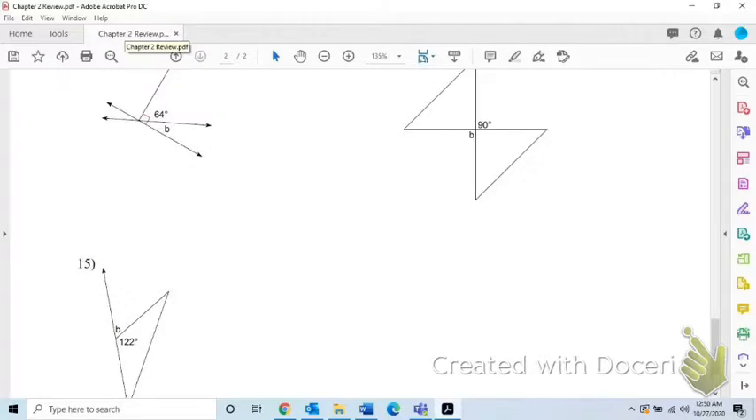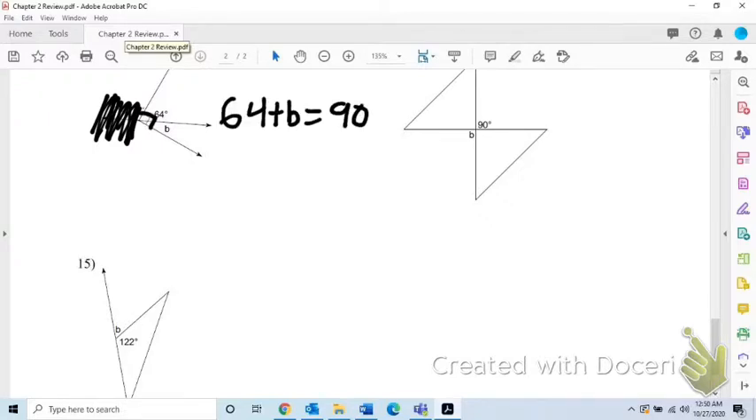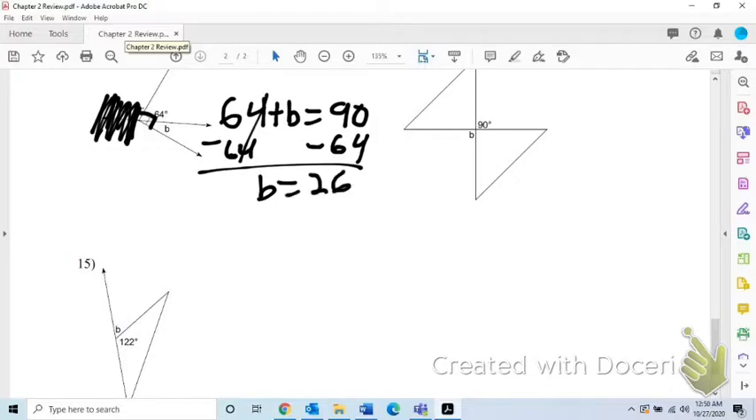Number 13. So again, some of these lines, like right here, are completely irrelevant. Those lines don't matter. What matters is that we have a right angle here, 90 degrees, broken into 2 parts. So we know those 2 parts have to add up to 90 degrees. So if 64 plus B equals 90, we subtract 64 from both sides, and so we get B equals 26.